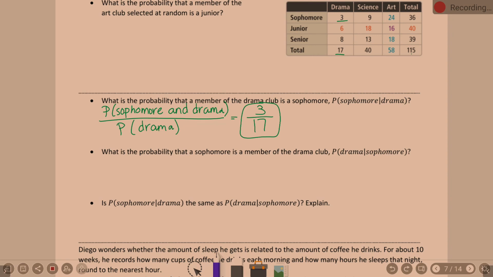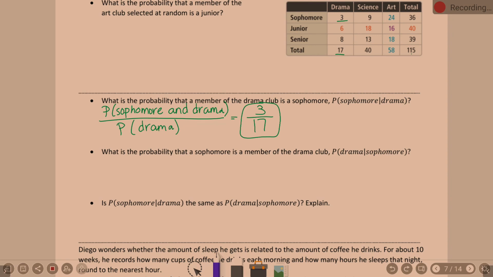Now, the second one. What is the probability that a sophomore is a member of the drama club? Or the probability of drama given that they are a sophomore? Now, is this a different question? Yes. It's hard to tell, but the first one was probability a member of the drama club is a sophomore. This one is probability a sophomore is a member of the drama club. Well, this is probability they're in drama given they are a sophomore. So learn to read it and turn it into that.